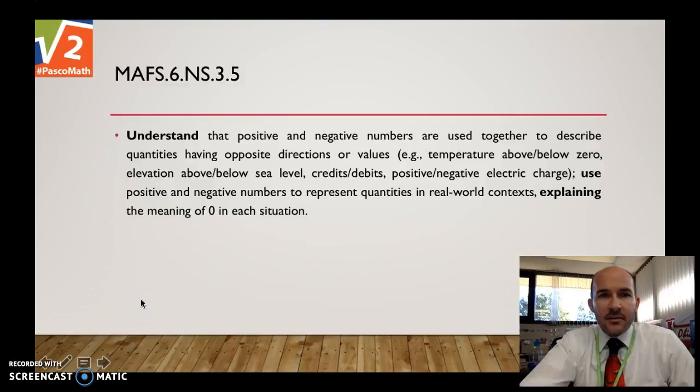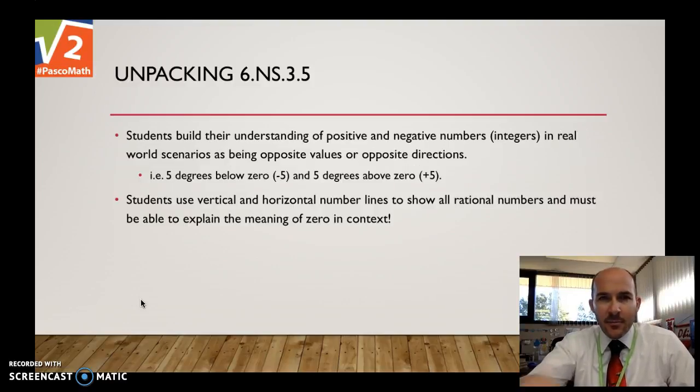So the standard itself says, understand that positive and negative numbers are used together to describe quantities having opposite directions or values. They use examples such as temperature above/below zero, elevation above/below sea level, credits/debits, positive/negative electrical charges in the standard. Use positive and negative numbers to represent quantities in real-world context, explaining the meaning of zero in each situation. So let's unpack that a little bit.